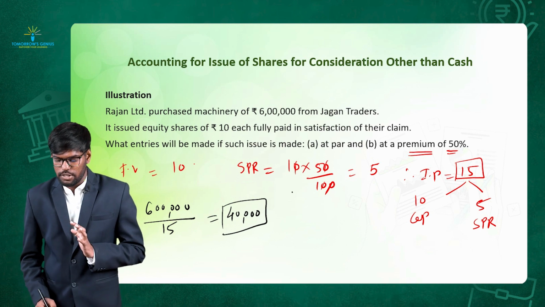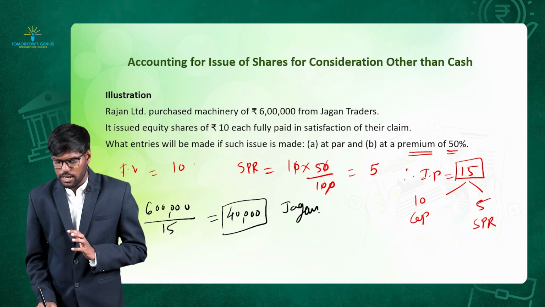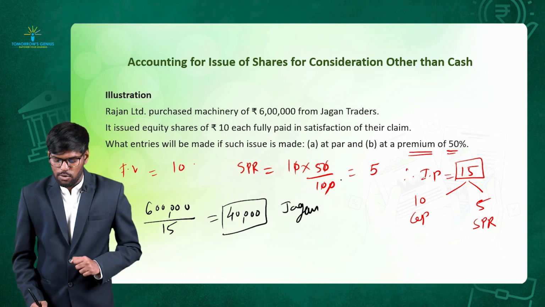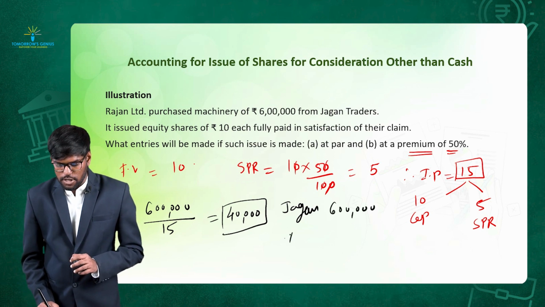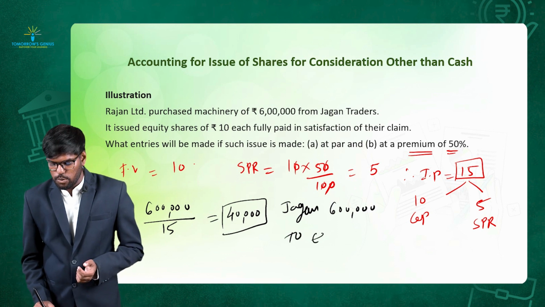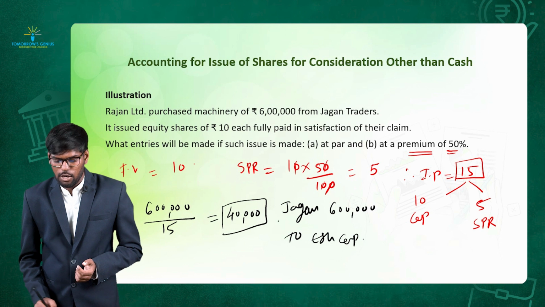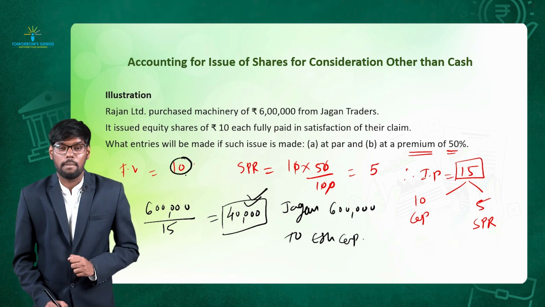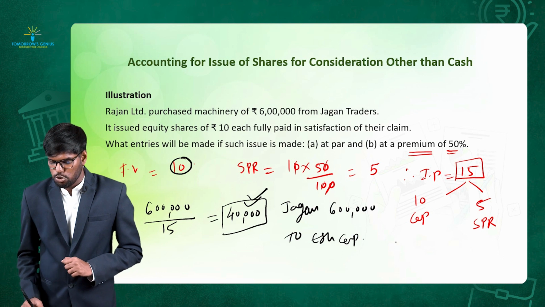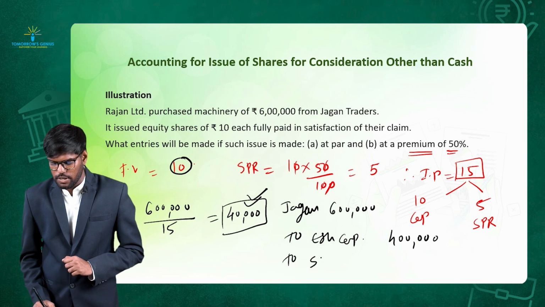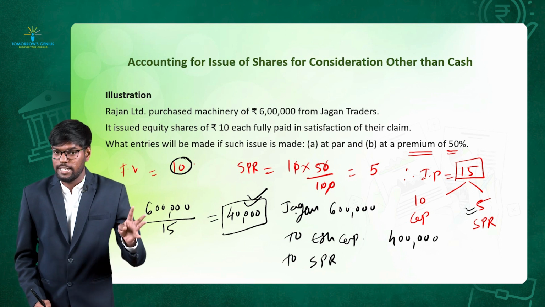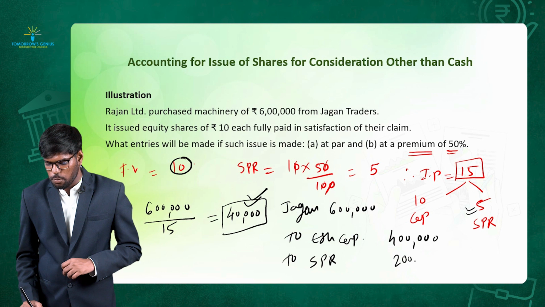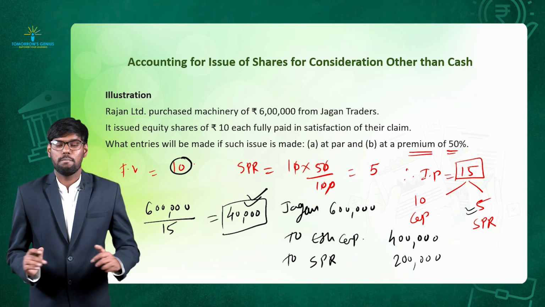And now I can pass the journal entry. The journal entry will be Jagan Traders account debit, right? Jagan Traders account debit. I need to pay him how much? I need to pay him 6 lakh rupees. Then we have to credit equity share capital account because we are issuing shares at a premium. Equity share capital account: 40,000 shares multiplied by face value of one share rupees 10, so it comes to 4 lakh rupees. And we have to credit securities premium reserve account for 5 rupees of securities premium per share, so that becomes 40,000 multiplied by 5, which is 2 lakh rupees, right? And accordingly, we can pass the journal entry.